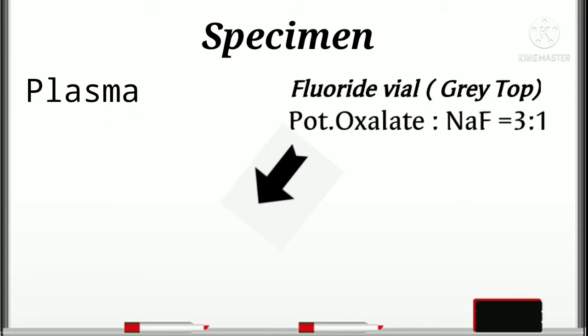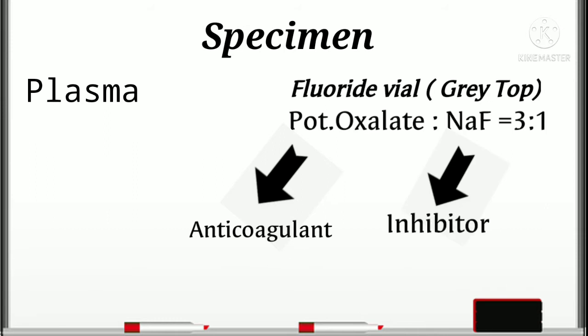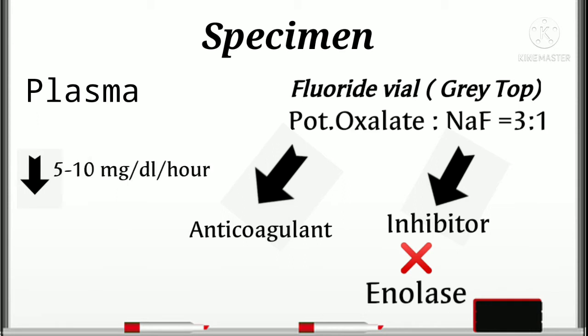Potassium oxalate is an anticoagulant which prevents the blood coagulation, and sodium fluoride is an inhibitor which inhibits the enzyme enolase, which is the enzyme of glycolysis. In the RBC, there is continuous glycolysis. So, the glucose level will drop down at a rate of 5 to 10 mg per deciliter per hour. To prevent this, the combination mixture is used. And the concentration is 4 mg per ml blood.